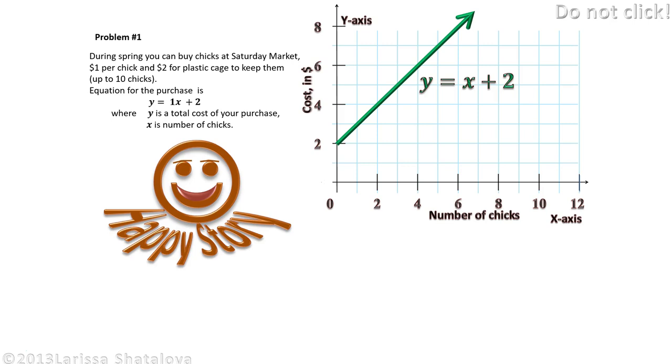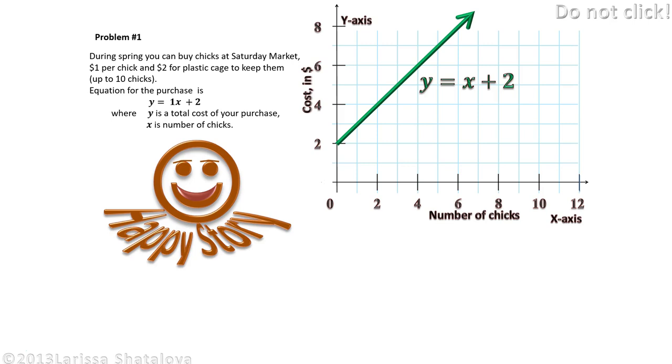On the right, you can see an equation and corresponding graph. If you want to read and understand graph, first you have to pay attention what is on your x-axis. In this case, it's number of chicks. And what is on your y-axis? On y-axis is, in this case, cost of your purchase in dollars.